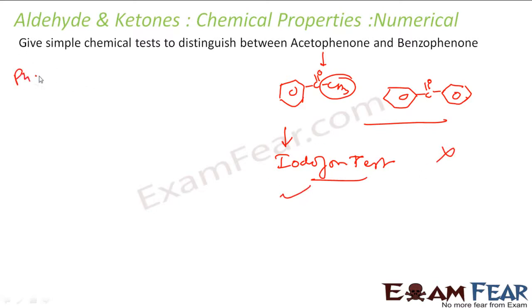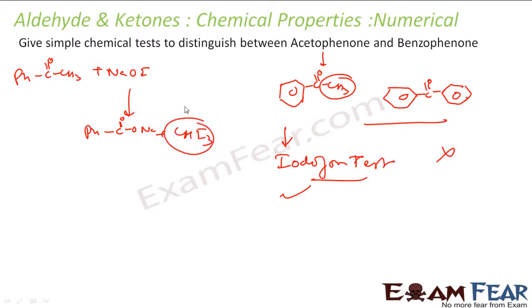So for example, I have phenyl with CH3CO. If I do the iodoform test with sodium hypoiodide, what I get is phenyl with COONa, but I'll also get CHI3, and this is my yellow iodoform. I'll get sodium hydroxide also. With this I can say that it is acetophenone.